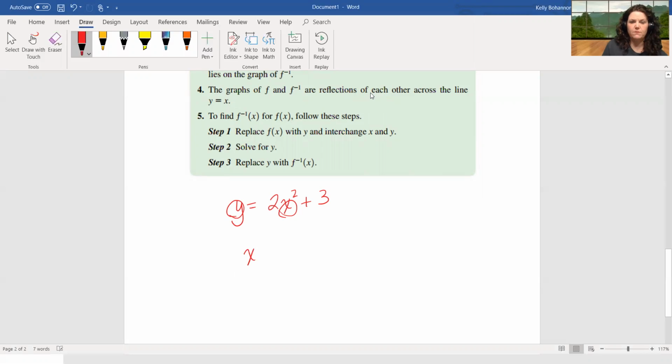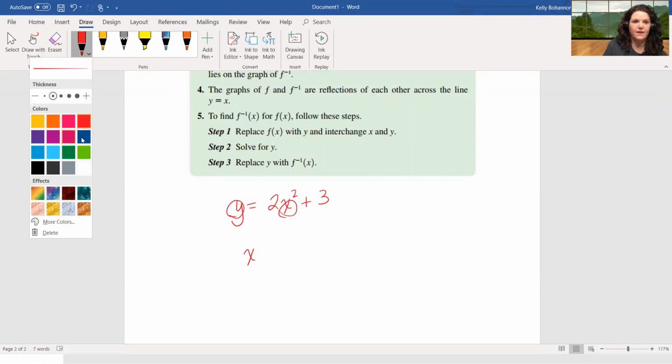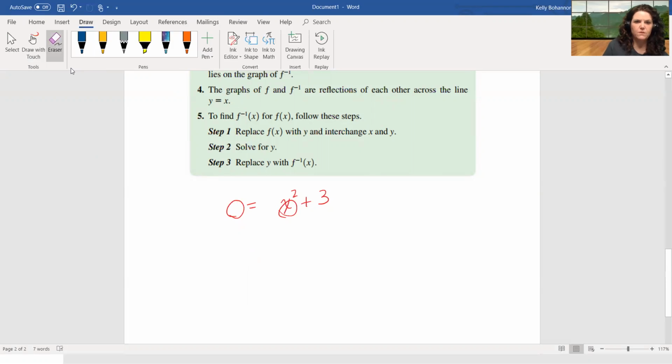I don't know why I can't seem to change colors here. It is not letting me change colors. Why? Oh, I know why. Sometimes I am so dense. Move that out of the way. Okay, here we go. Now I know where I'm writing. All right, so I am going to switch x and y. Let me erase this and then switch x and y. Okay, starting over.